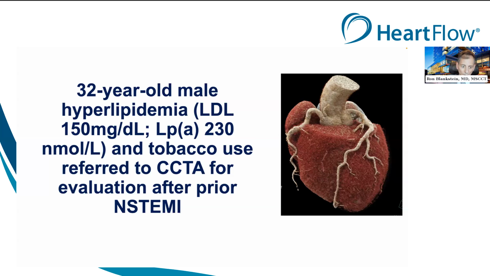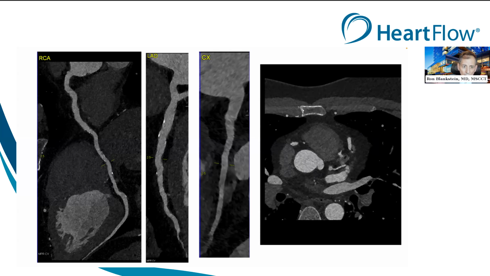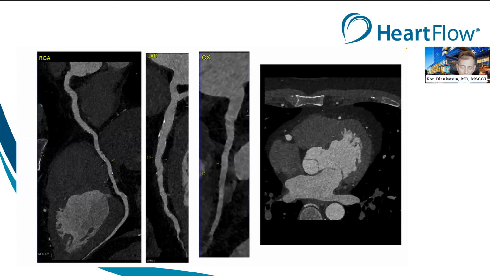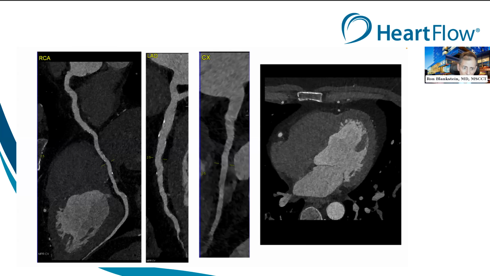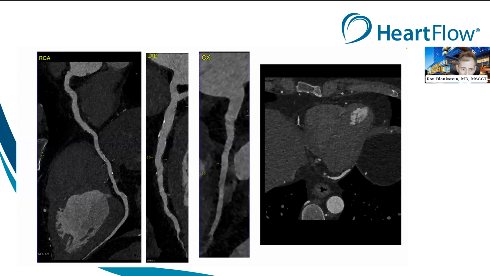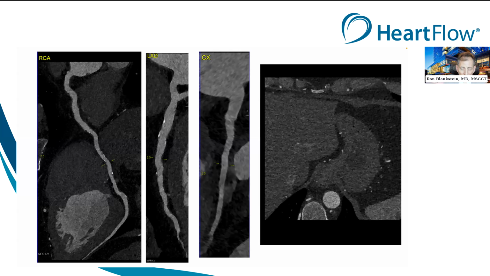So he is sent for a coronary CTA, and what we can see on this slide are the coronary CTA results. Specifically, if we look at the right coronary artery, the LAD and circumflex, we can see that he doesn't have any significant obstructive disease, really minimal plaque. Our eyes are always drawn to the calcifications, but if you look carefully, you may see, well, perhaps there's some non-calcified plaque.